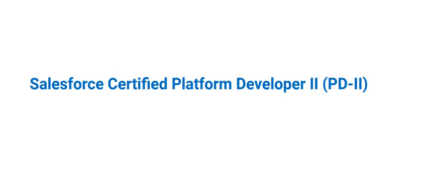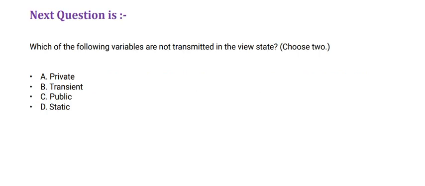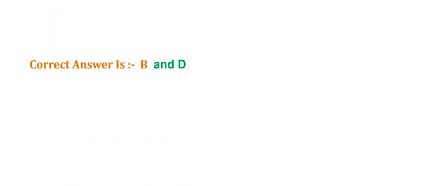Today's question is: which of the following variables are not transmitted in the view state? Choose two options. Option A, private. Option B, transient. Option C, public. And option D, static. The correct answer is option B and D.